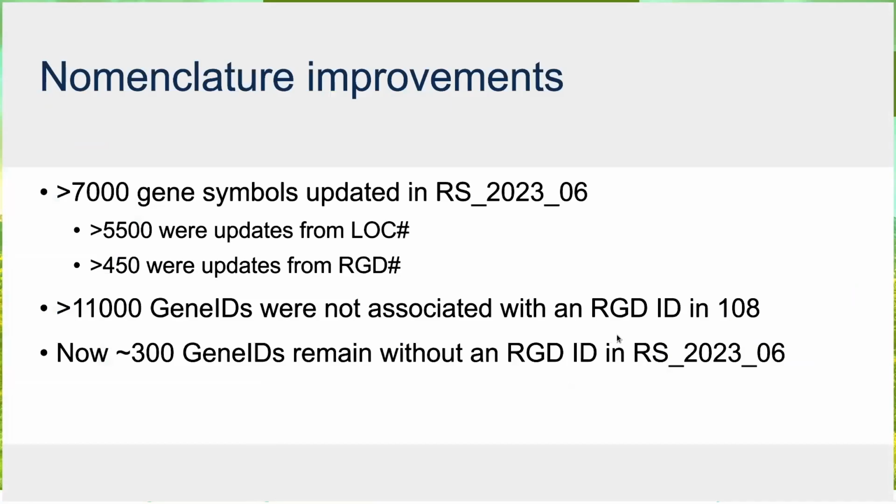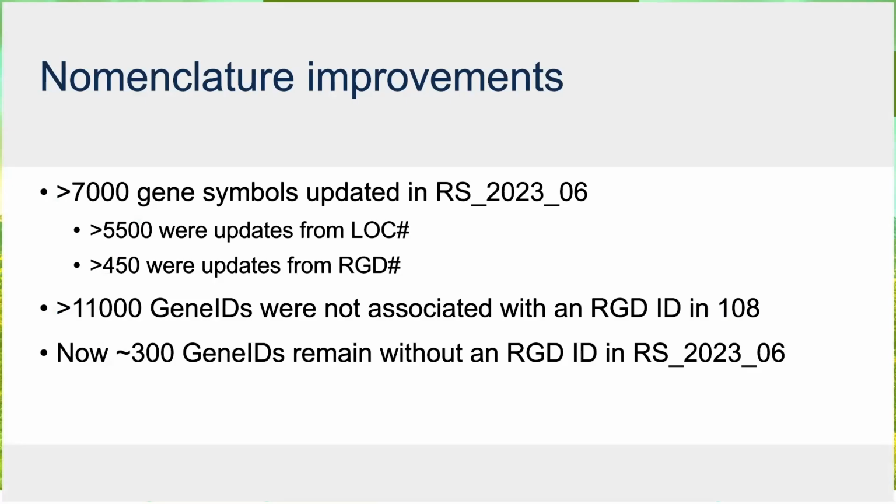In collaboration with our RGD partners, over 7,000 gene symbols were updated in RS-2023-06. A majority of these were updates from something that's not quite as informative, like a LOC followed by a string of numbers, or an RGD followed by a string of numbers, to something that's a little bit more informative. And a good number of these were for pseudogenes.